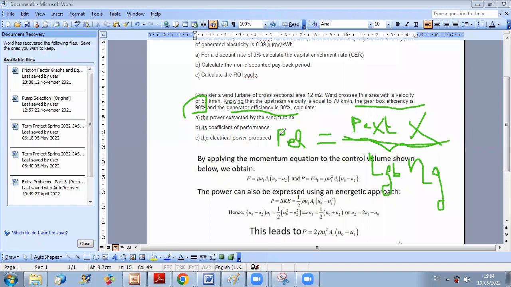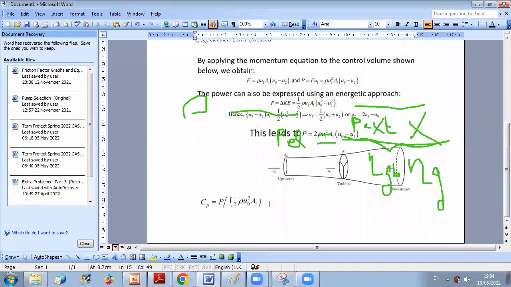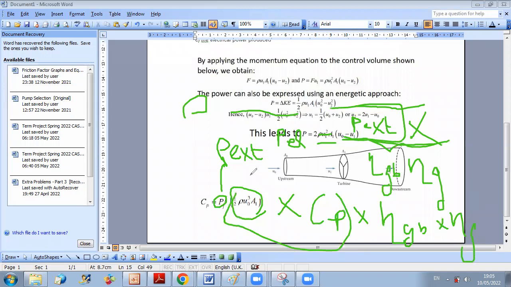So, I say P electric is P extracted times gearbox efficiency times generator efficiency, or I say P electrical is P maximum, the P present in the wind, which is this power that we calculated as half rho U0 cube A1. So if I want to use this in the formula, I should first multiply by Cp to get P extracted. And then from the extracted power, I will lose a part because I have efficiencies. So I have some losses. Then I multiply by the gearbox and generator efficiencies. At the end, it's equivalent because P extracted is Cp times the whole power that I can take from the wind. So this is the whole quantity of power present in my wind.